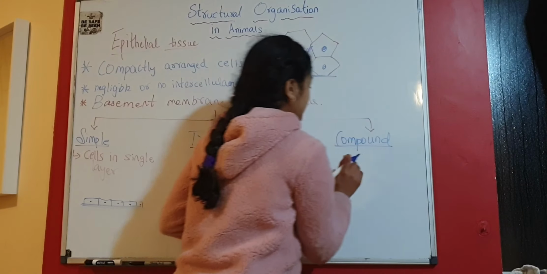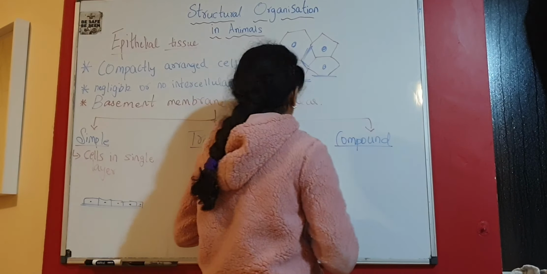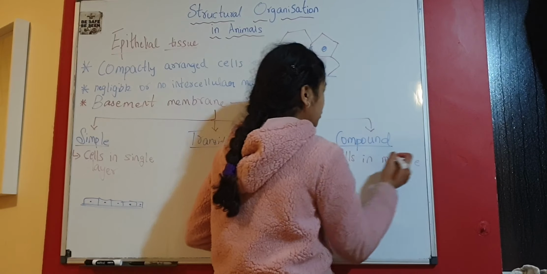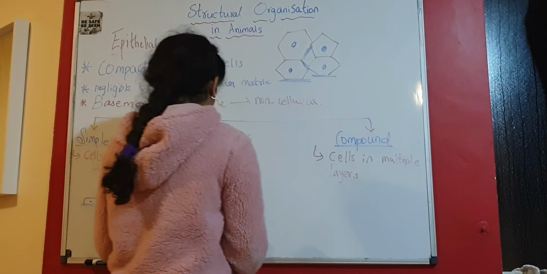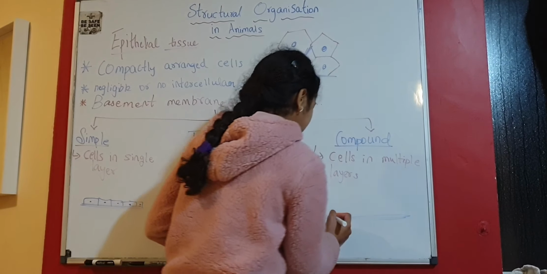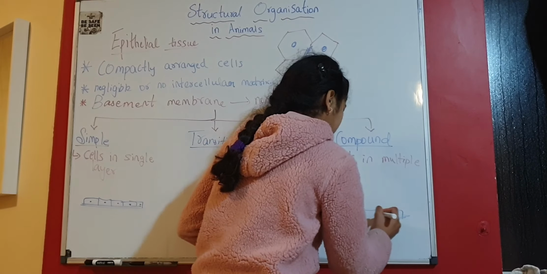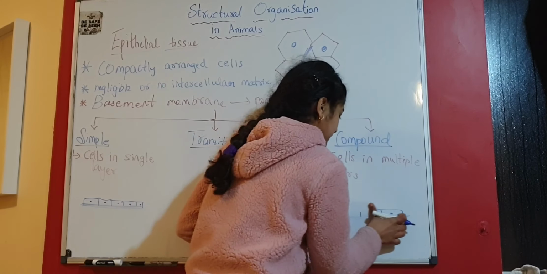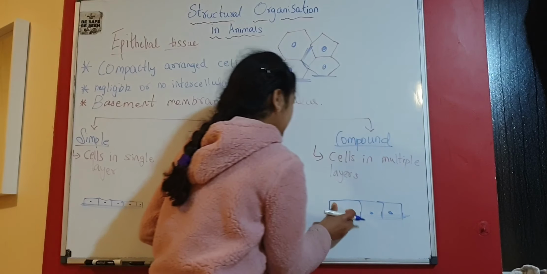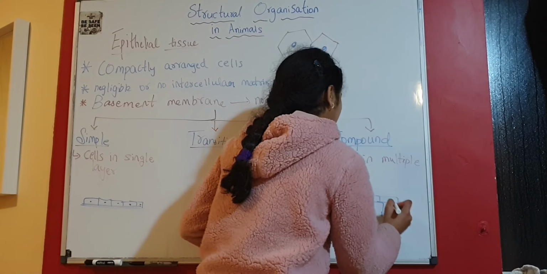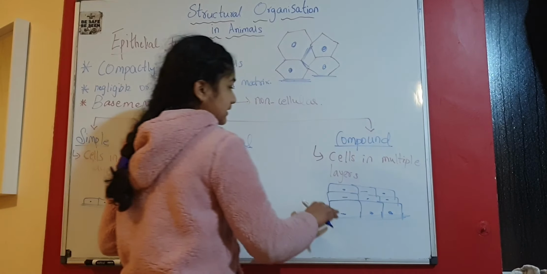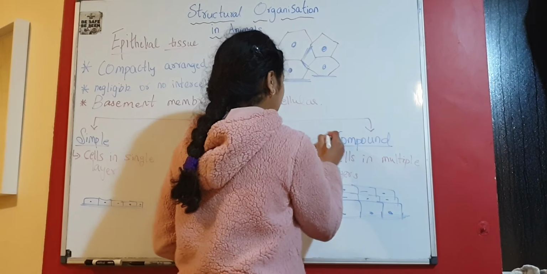The next one is called transitional. And the next one is called compound. So first we'll discuss compound. Compound means cells are arranged in multiple layers, 2 or more layers. Again, if this is the basement membrane, the cells are like this, with nucleus. Let's take it as a cuboidal epithelium, so they're cube shaped, and as you go on, the shape of the cuboid starts to decrease. That means they become more flattened. So here we have cells in multiple layers. This is called compound epithelium.